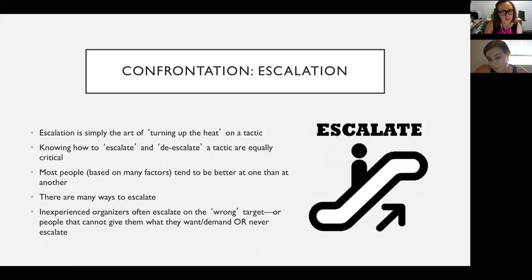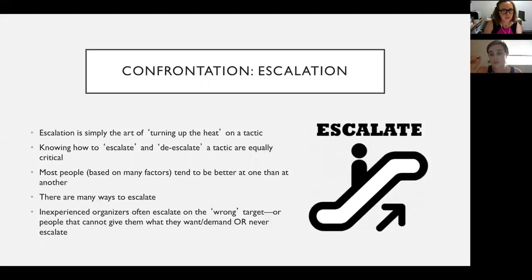Another one, I think probably somewhat contested, but I would say that inexperienced organizers often escalate on the, quote, wrong target, or people that cannot give them what they want, demand, or they never escalate. So the wrong target doesn't necessarily mean that someone you escalate on during a tactic, there's anything wrong with being pissed at that person. I'm speaking from personal experience, having done this myself.